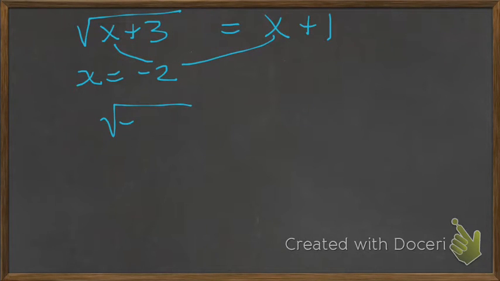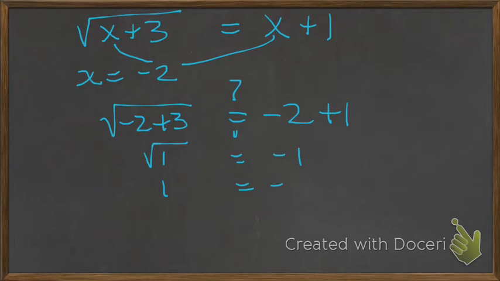So I have square root of negative 2 plus 3 equals, and I'll put a question mark here because I'm really just checking to see if it's equal. So I'm replacing this x with negative 2. So on the left side I have negative 2 plus 3, which is 1 underneath the square root sign, and the square root of 1 is 1. And then over here I have negative 2 plus 1, which is negative 1. And indeed, 1 does not equal negative 1. Therefore, x does not equal negative 2 in our original solution. So this is what's referred to as an extraneous solution, not part of our solution.